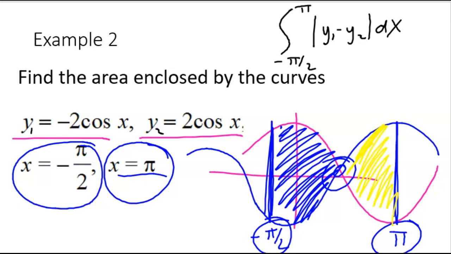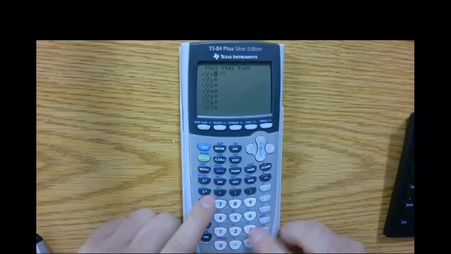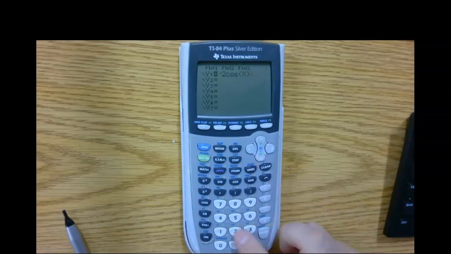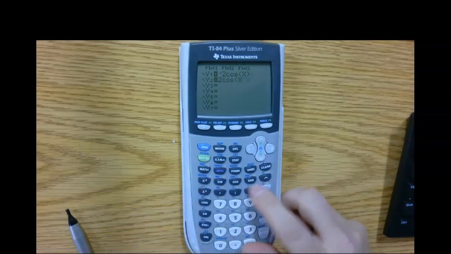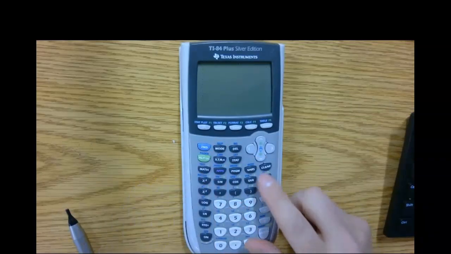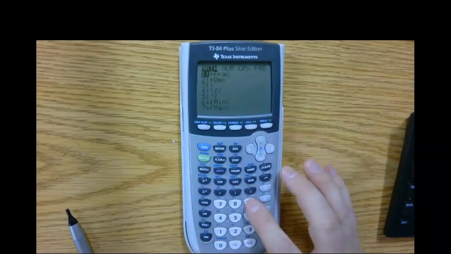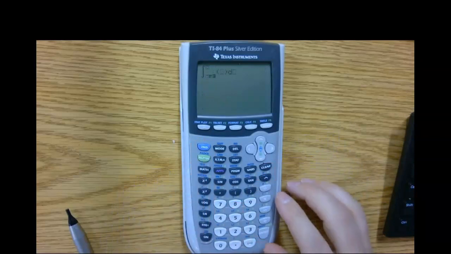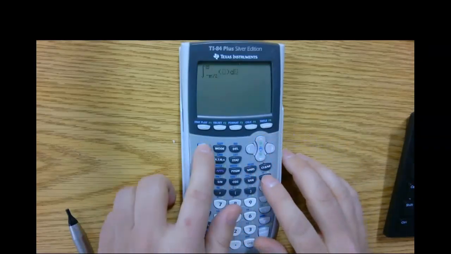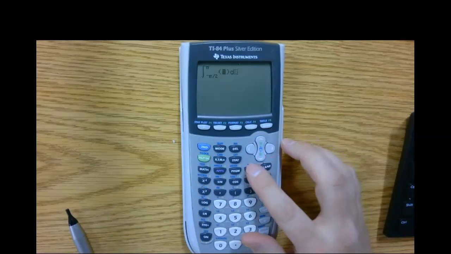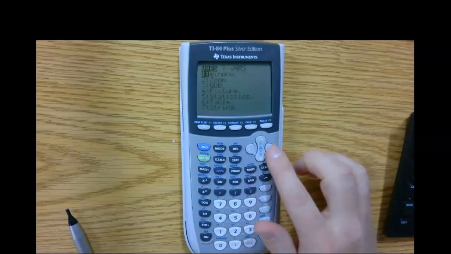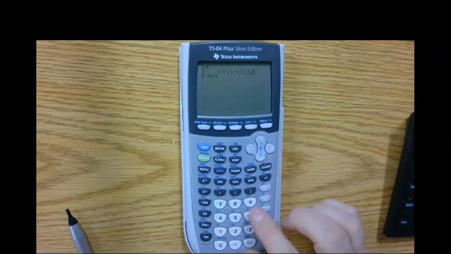From here on out, I'm just going to let my calculator do the rest of the work for me. -2 cosine of x, we decided, was going to be y1, and then +2 cosine of x was going to be y2. We're going to do our integral going from -pi/2 to +pi. We want the absolute value on there though, so we're going to push math, go over to num, push 1 for absolute value, and do y1 minus y2.